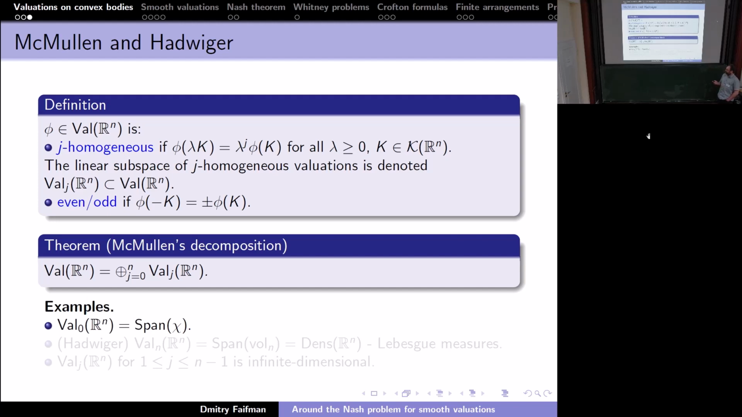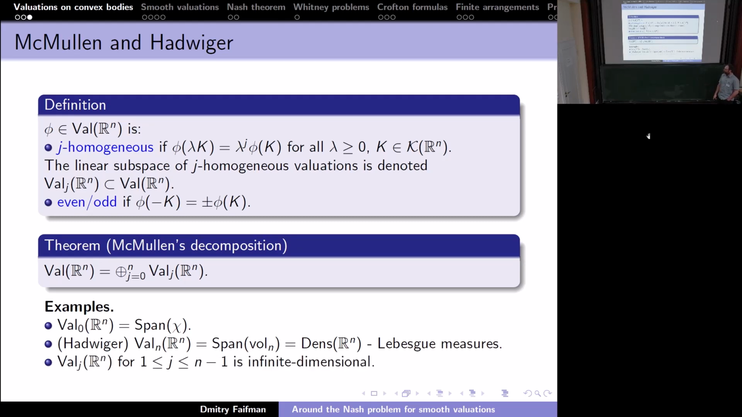As examples, the zero-homogeneous valuations are one-dimensional, spanned by the constant valuation. Hadwiger noticed that the n-homogeneous valuations are also a one-dimensional space, spanned by the volume. All the other spaces are infinite dimensional. They're interesting to study. They have many interesting properties.